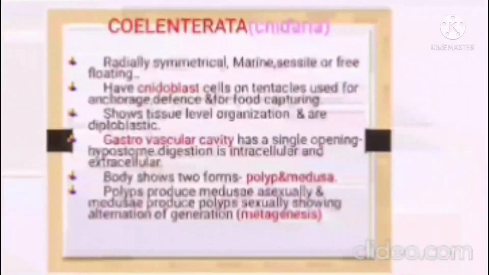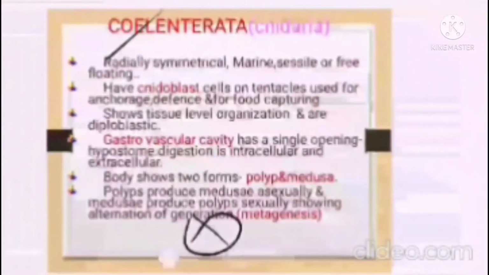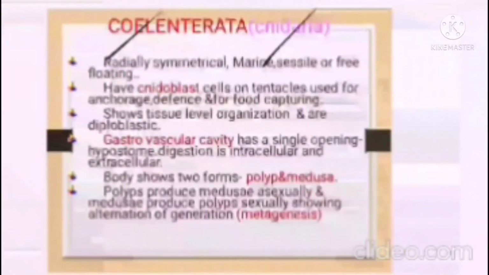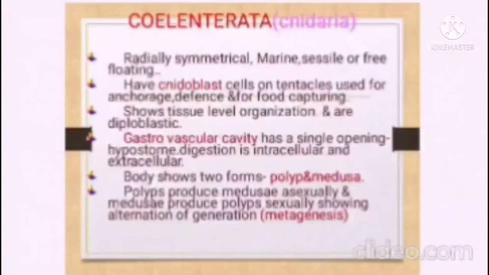Now, Coelenterata characteristics. They are radially symmetrical. As I told you, if you cut them along any plane, whatever direction you cut, you get two equal halves, and then we call it radially symmetrical. They are marine, living in the ocean, in salty water. Sessile means they cannot move. They are attached, like corals are attached to the substratum and cannot move from one place to another. But some coelenterates can move, like hydra can move from one place to another.